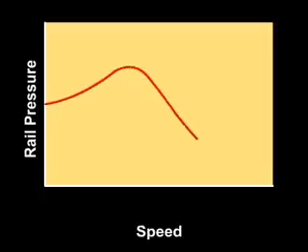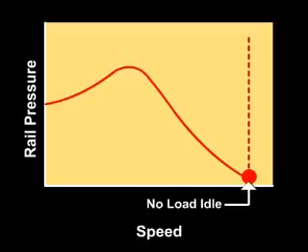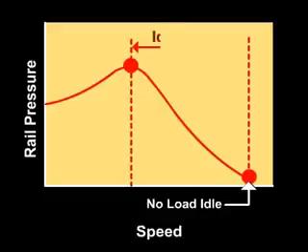Decreasing engine speed will increase the rail pressure. This increase in rail pressure, along with the increase in metering time, maintains a satisfactory idle speed. The change in speed between the no-load idle speed and the speed at which the maximum closed throttle fuel pressure occurs is referred to as the idle droop curve.